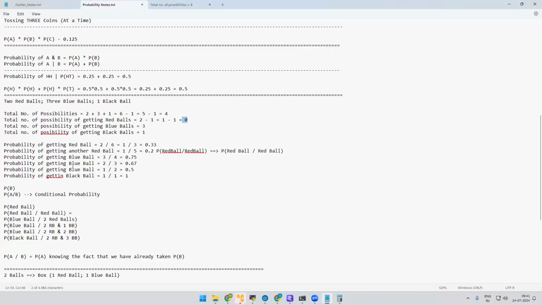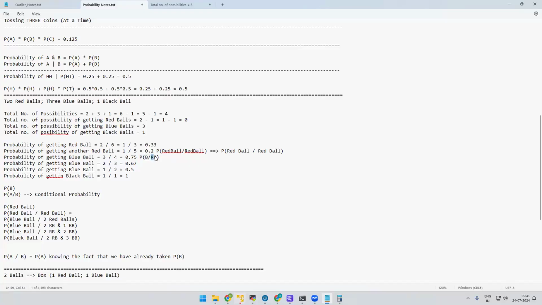Next, the probability of getting a blue ball. What is the probability? 3 by 4, which is 0.75. But how do we actually write this? Probability of B given R R. Can we write it like probability of B? We're trying to find the probability of B, knowing the fact that there are 2 other events that happened, that is taking 2 red balls.